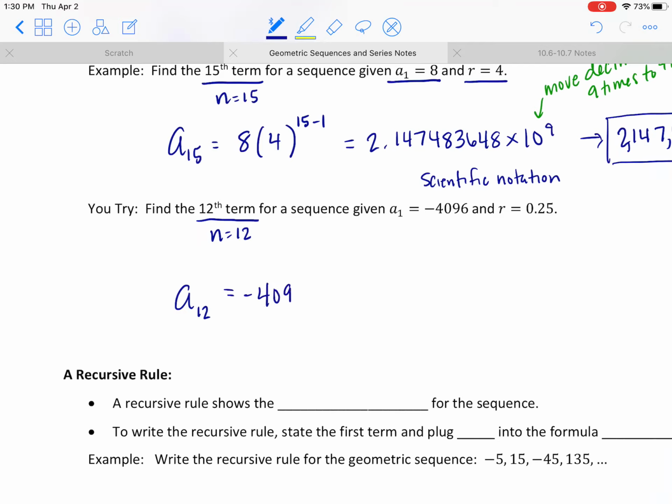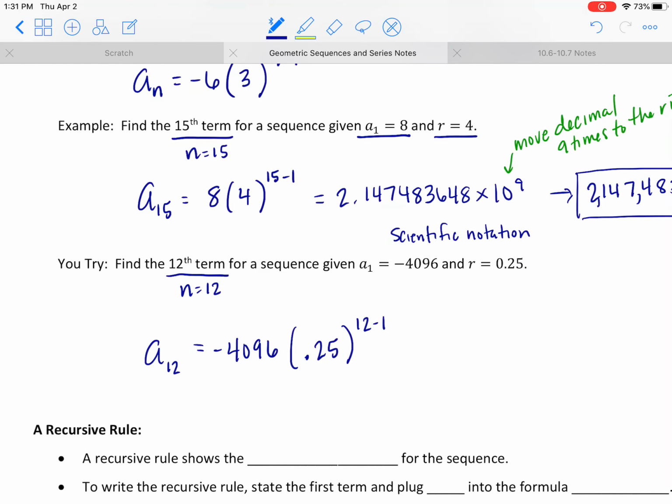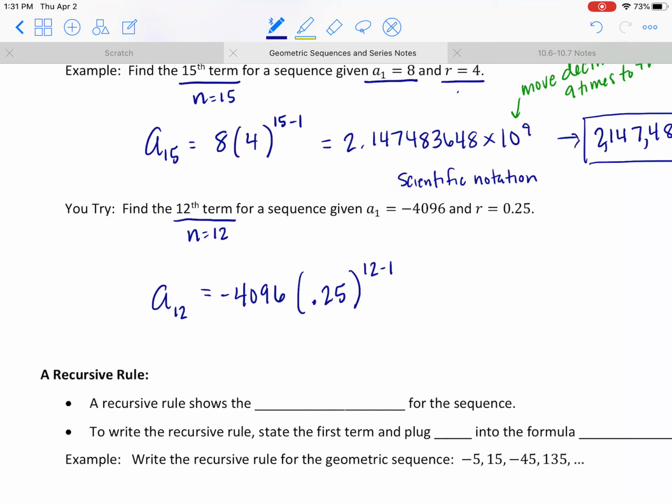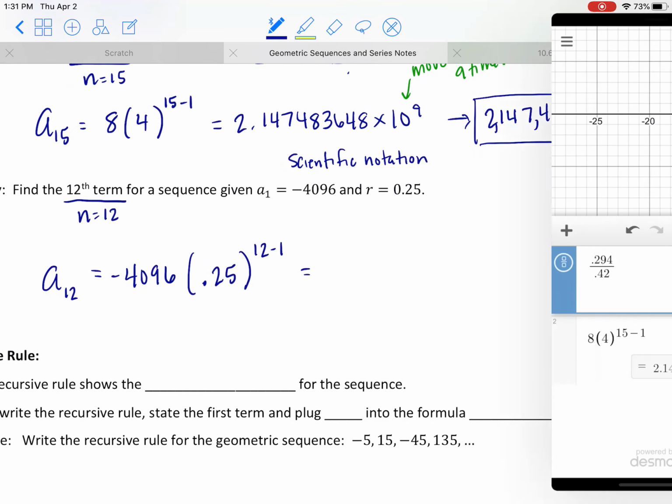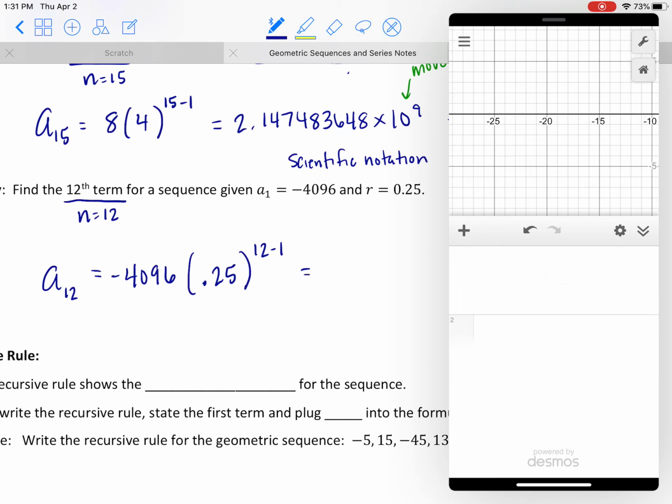So 12th term, we're looking for the 12th term, n equals 12. So the 12th term, a sub 12, is going to equal the first term, negative 4,096, multiplied by the common ratio, 0.25, and that's going to be raised to the 12 minus 1, or the 11th power. Now, before we put anything into the calculator, we should have an idea of what's happening. Like on the last one, we ended up with a huge number, which makes sense because we were multiplying by 4. Well, if we're multiplying by 0.25, that's like a fourth. We're dividing this number by 4 as we move along. We're going to end up with a not as big of an answer as we had in the last one, right?